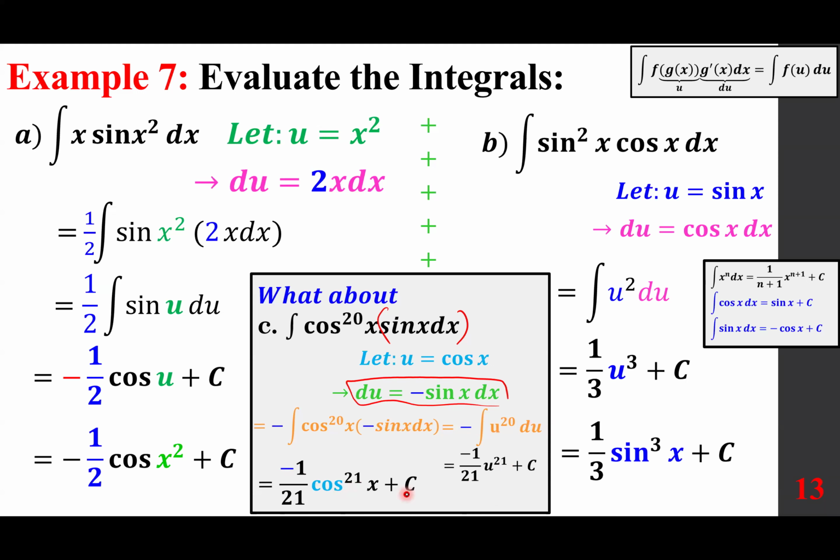So let's recap. When the argument has a power, that's the choice of u. When sine has a power and cosine is there also, sine, without the exponent, is the choice of u. When cosine has the exponent, cosine is the choice of u. Okay.